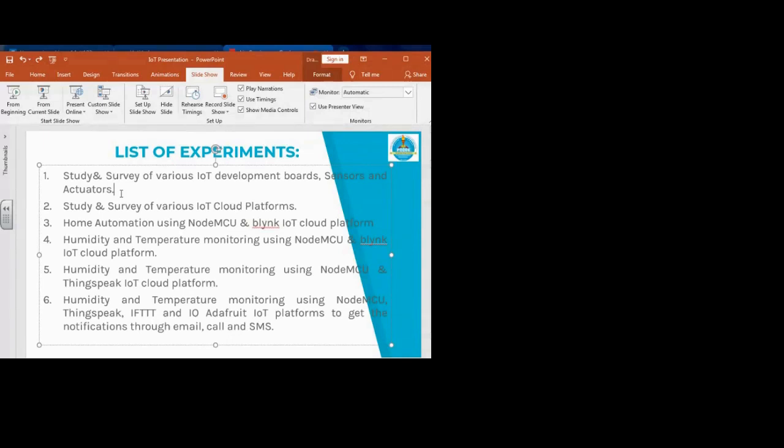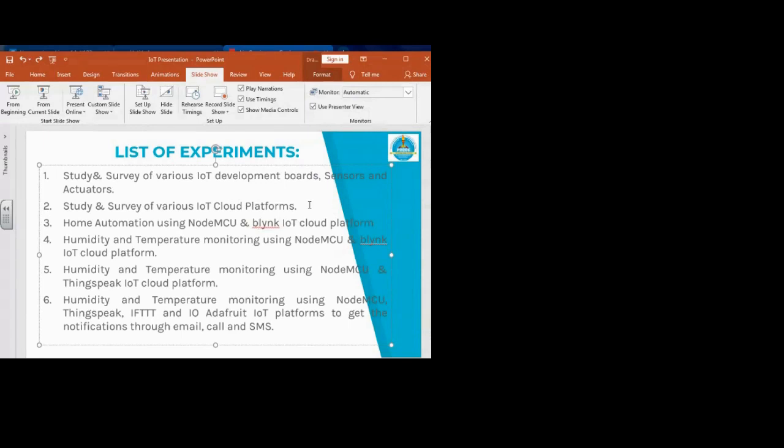So that's why I have kept this particular study experiment, to gather the relevant information regarding the tools available, the IoT development boards, sensors and actuators available in the market, so that you get a sufficient idea of how to use them, where to use them, and in what cases and applications we can utilize them. Got it? The next one is the study and survey of various IoT cloud platforms.